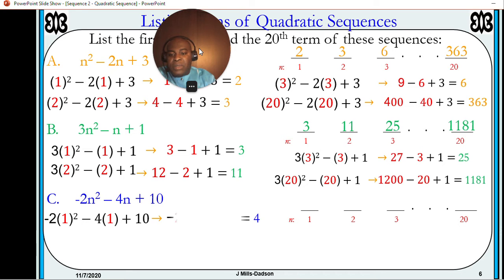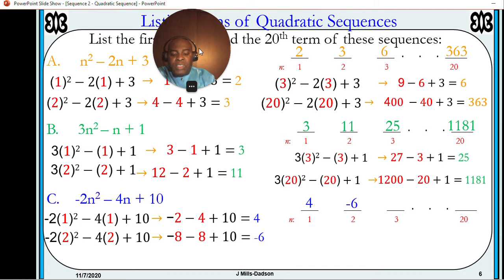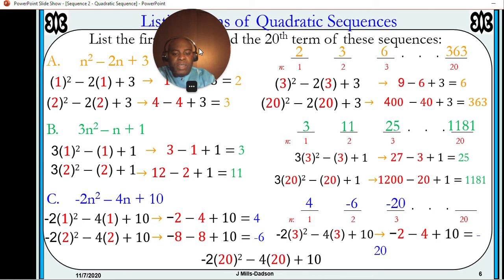Last one. Using 1, positive 4. Using 2, negative 6. Using 3, negative 20. And using 20, negative 870. All you need to be good at here is know how to substitute values into expression. That's all you're doing, substituting values into expression.